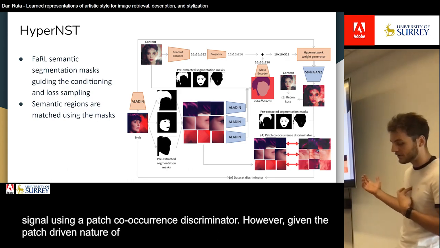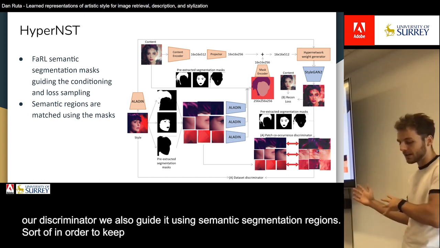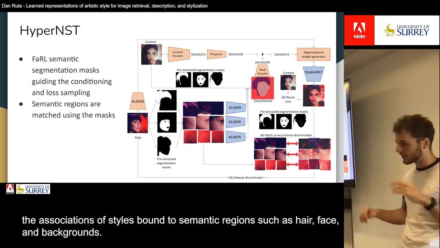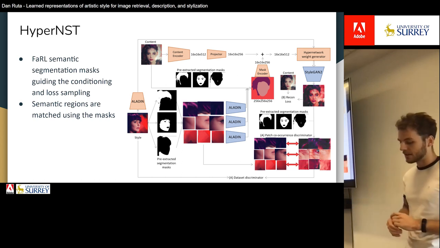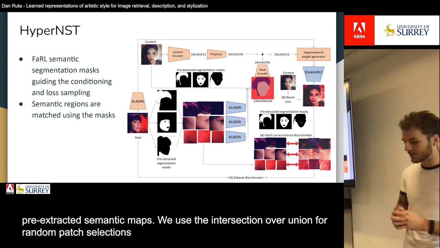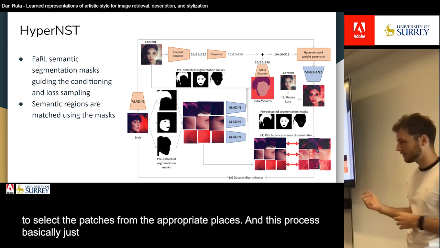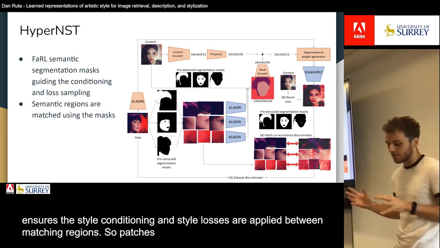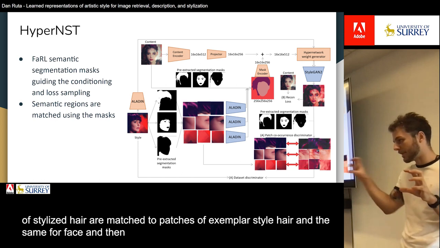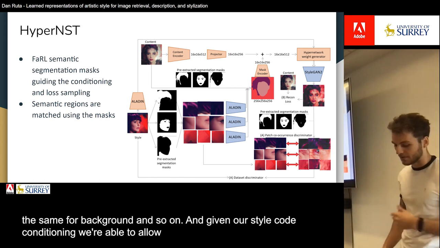So we drive a stylization signal using a patch per occurrence discriminator. However, given the patch-driven nature of that discriminator, we also guide it using semantic segmentation regions, in order to keep the associations of styles bound to semantic regions such as hair, face, and backgrounds. So we guide both the ALADIN conditioning and the discriminator's patch sampling with pre-extracted semantic maps. We use intersection over union for random patch selections to select the patches from the appropriate places. And this process basically just helps us to ensure that the style conditioning and style losses are applied between matching regions. So patches of stylized hair are only matched to patches of exemplar style hair, the same for face, and then the same for background, and so on.